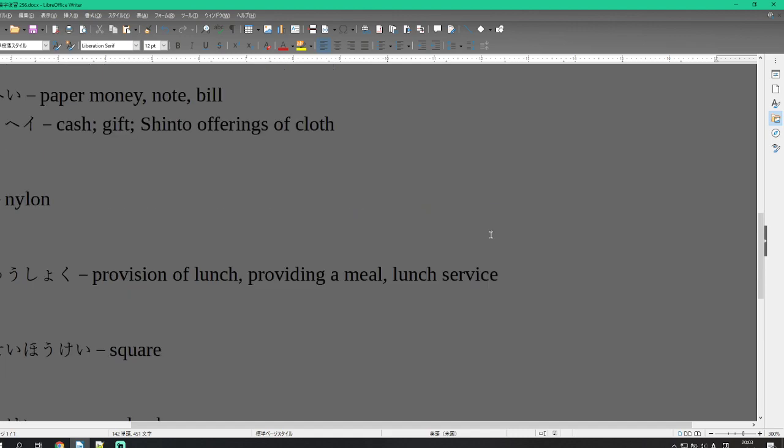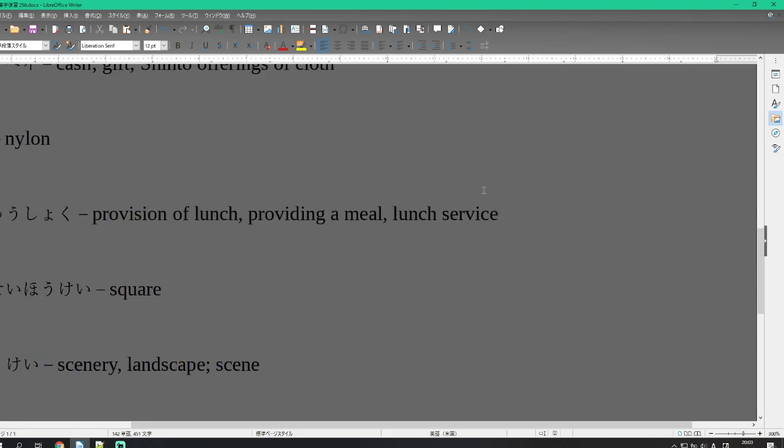Square is seihoukei. Sei on the left side for correct. Hole in the middle for square. Kei on the right, shape or form. Seihoukei. It's square.